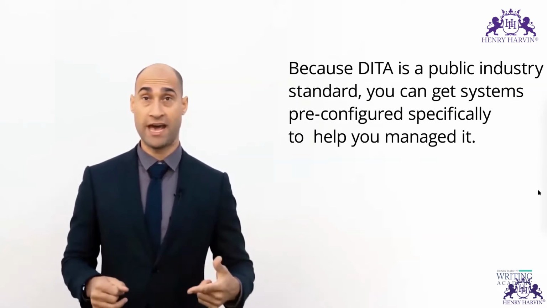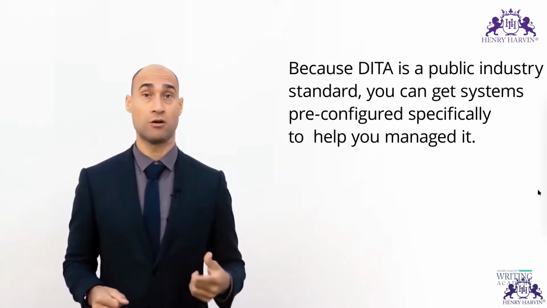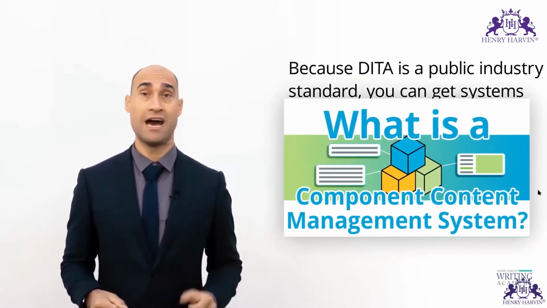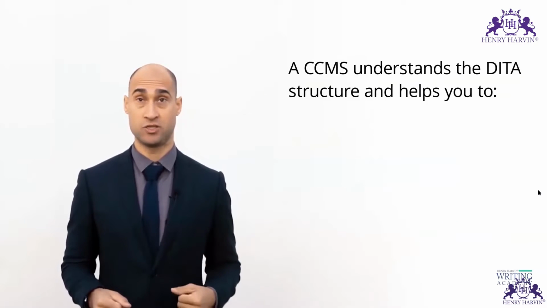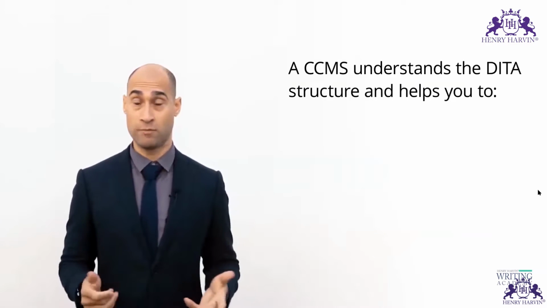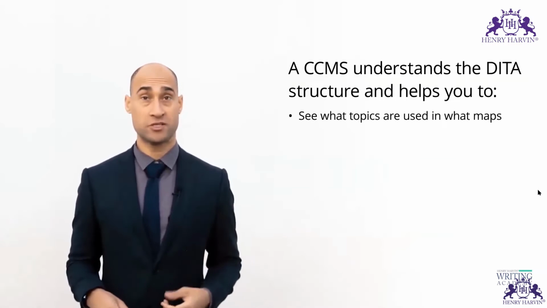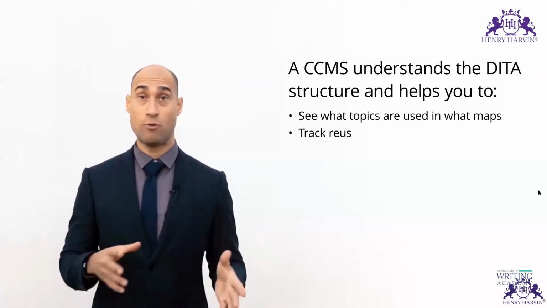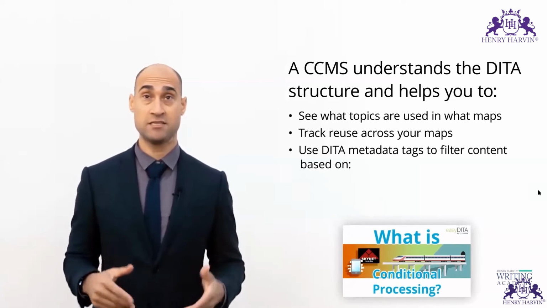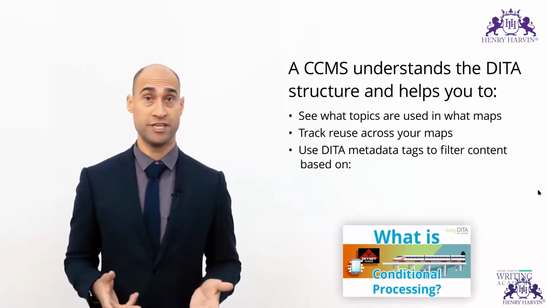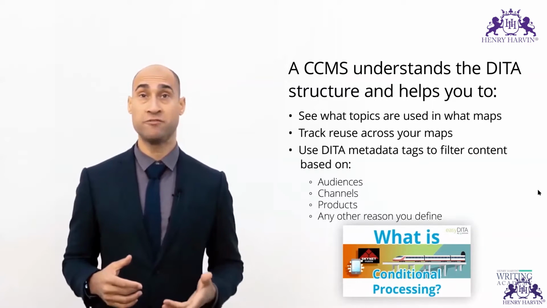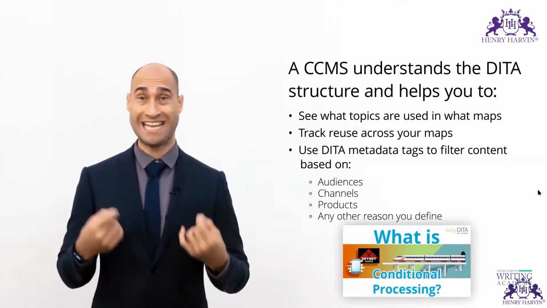The kind of systems that are good at DITA management are called Component Content Management Systems, or CCMSs. A CCMS understands the DITA structures and has value-added features for helping you do things that other systems would not be able to, like see what topics are used in what maps, track how much reuse you're getting across your maps, use special DITA metadata tags to filter out certain blocks for certain conditions, like different audiences, channels, products, or any other reasons you define to change what content gets published.